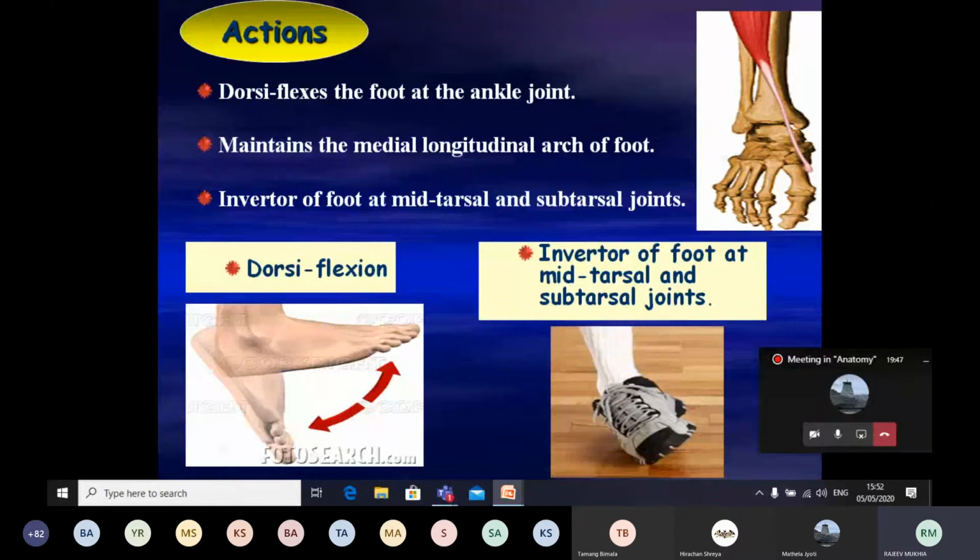So don't get confused between invertor and evertor. Invertor means towards medially, evertor means towards laterally. So three actions are seen here. One action is dorsiflexion, then maintenance of the medial longitudinal arch, and inversion of the foot. These are the three actions of the tibialis anterior muscle.